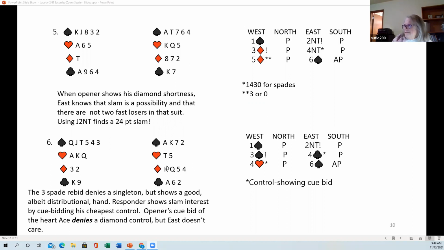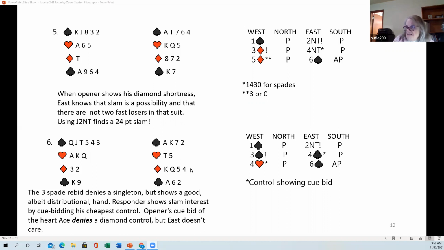Now, the 3 spade rebid denies a singleton and shows a good but very distributional hand. Responder shows some slam interest when he Q bids the club control. Now, this Q bid of the heart control is important because it denies the diamond control. Remember, we bid controls up the line. His bid of 4 hearts denies a diamond control.